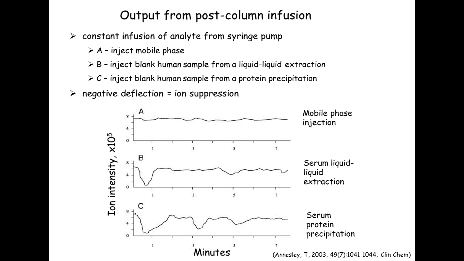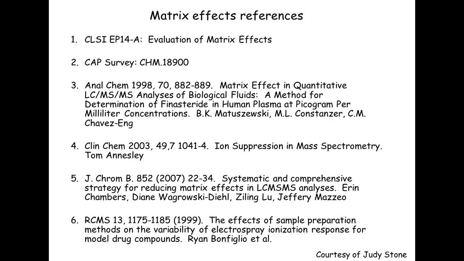Another thing you could do is do the same experiment with your internal standard, and if the internal standard signal dips where the analyte dips, it shows that your internal standard is accounting for the ion suppression that hits both your internal standard and your analyte. You can also do the same experiment for the quantitative experiment with your internal standard as well. Shown on this slide are just some references as far as matrix effects are concerned.